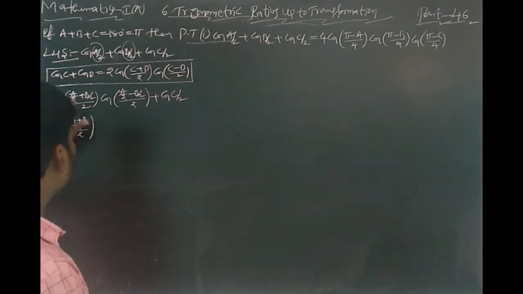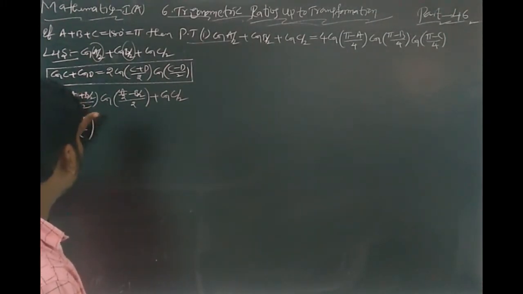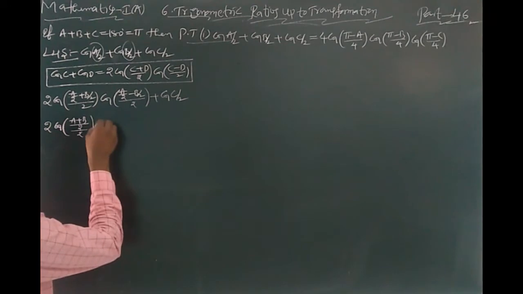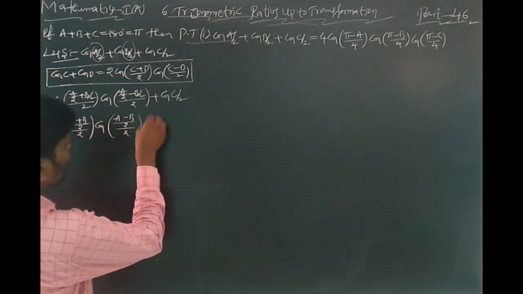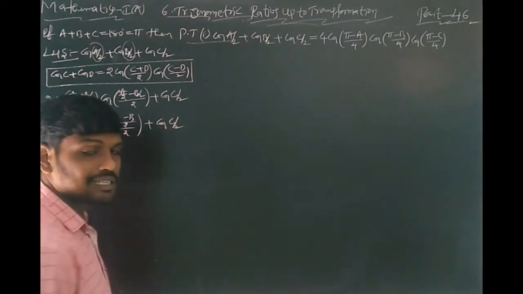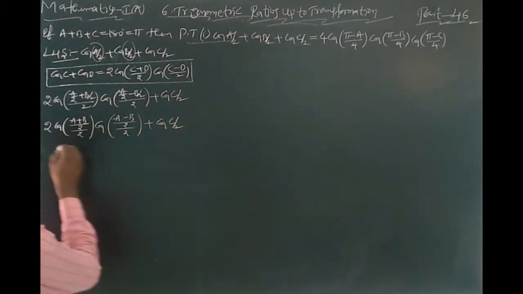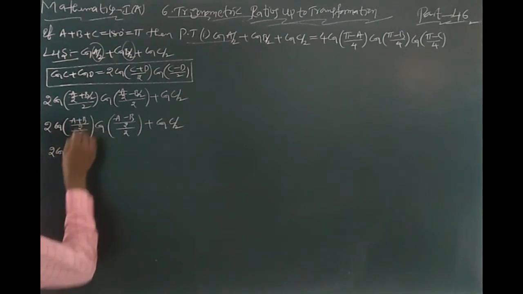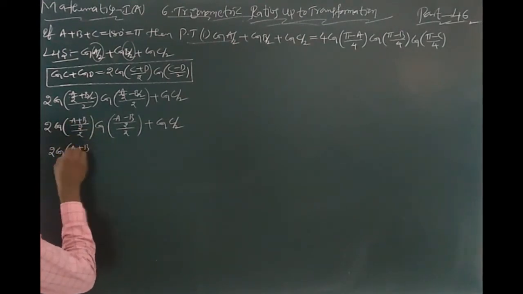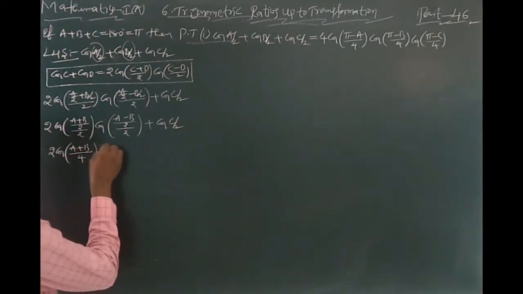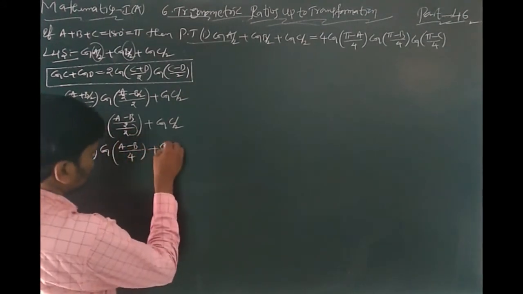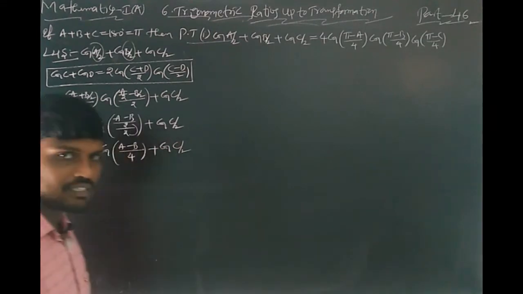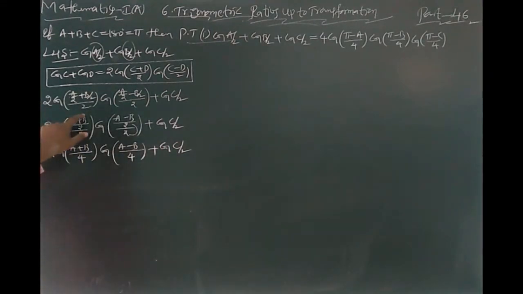Correct or not, students? Here we have to take LCM. 2 is the LCM. (A plus B) whole by 2 whole by 2, cos of (A minus B) by 2 by 2, plus cos C by 2. After that, 2 cos (A plus B) by 4 into cos (A minus B) by 4, plus cos C by 2. Here also, 2 into 2 is 4.